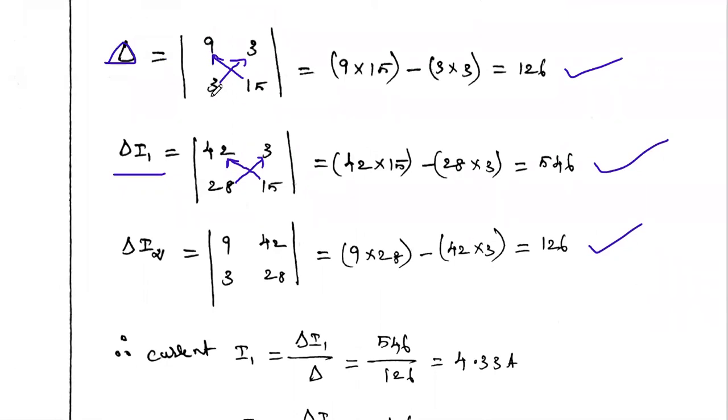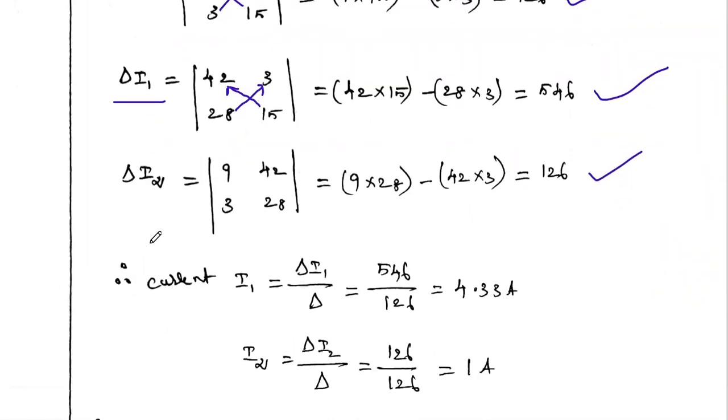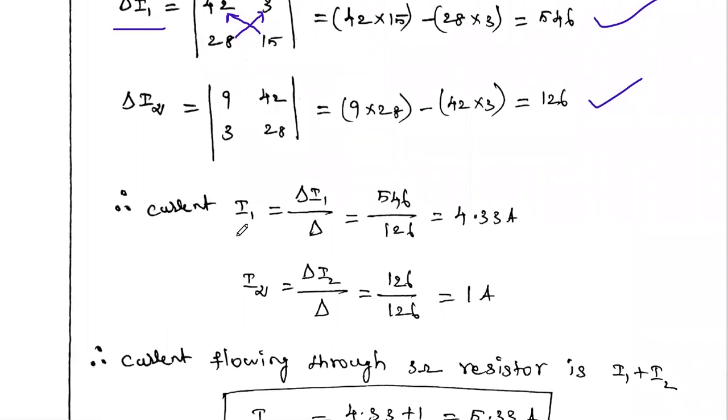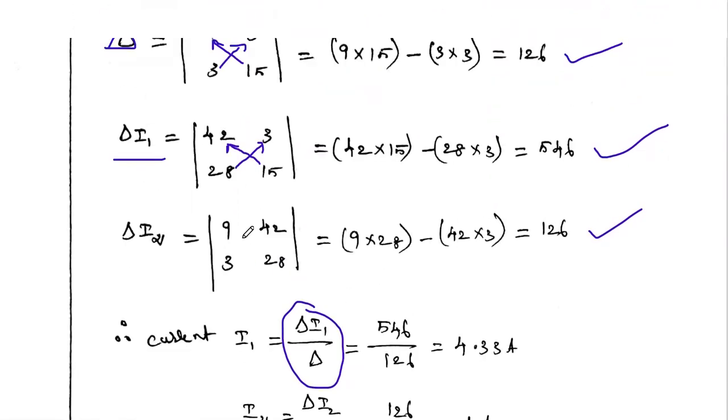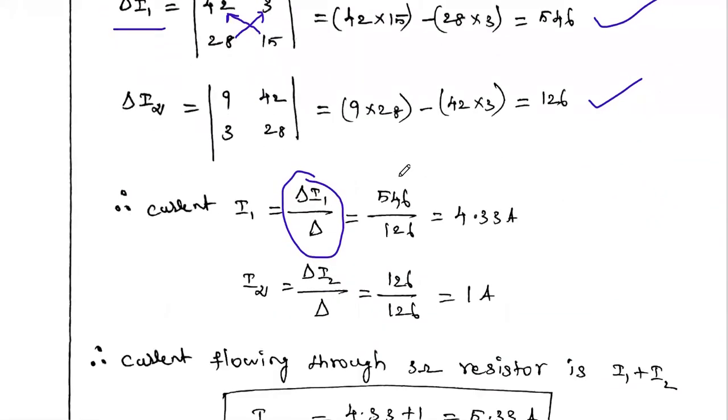After calculating del I1 and del I2, we have to find the values of currents I1 and I2. The current I1 is the ratio of del I1 divided by del. What is del I1? 546. What is del? The determinant value, 126. So 546 divided by 126, and the answer is 4.33 amps. Similarly, the current I2 is the ratio of del I2 divided by del. So 126 divided by 126, we get 1 amp. These are the currents I1 and I2.